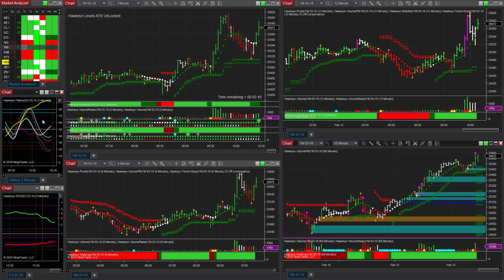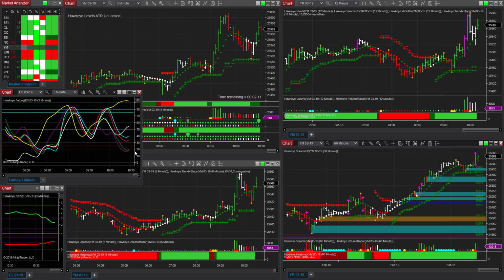The degree of correlation, these right here are nicely correlated. They're all trending downward together. You're starting to see the S&P is rolling up, then you start to see the others start to roll up just afterwards. So the S&P is leading the other markets, and they all are correlated very well.